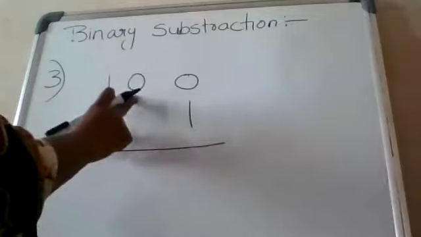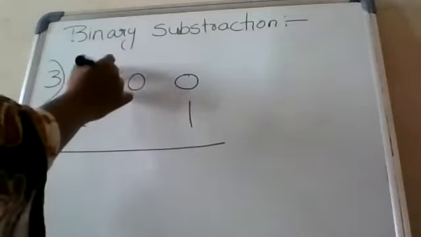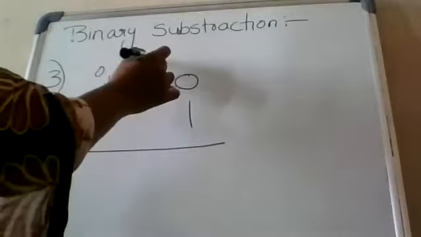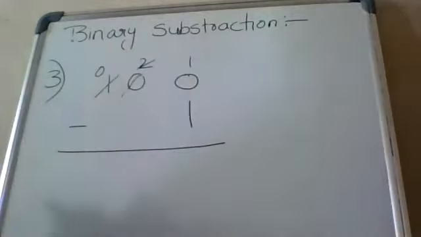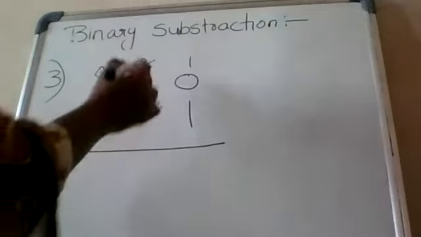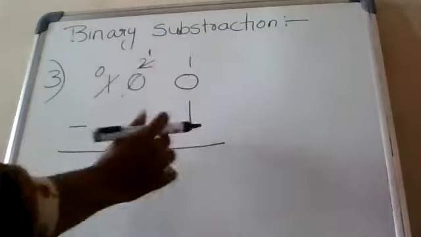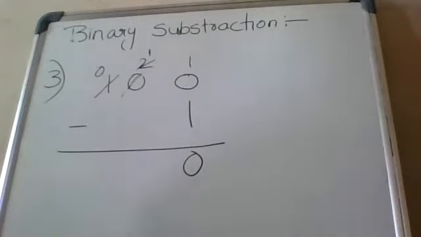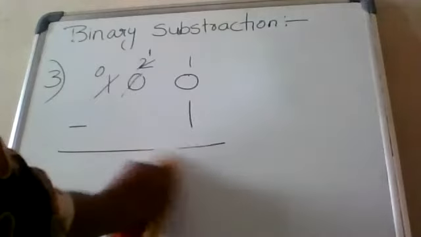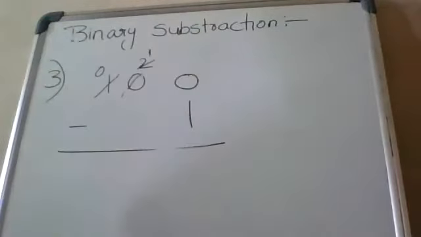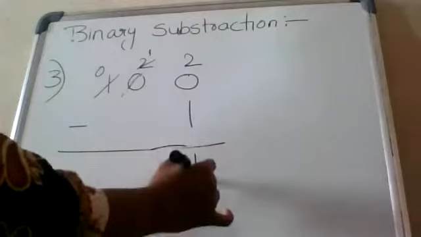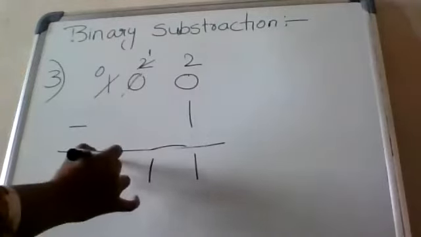So here 0, here 0. Take the borrow from here. 0. Here 2. Again take the borrow. 1. Here also 1. 1 minus 1, 0. So here number is 2. 2 minus 1, 1. Here only 1, 0.